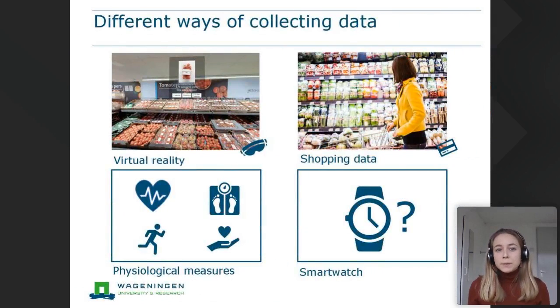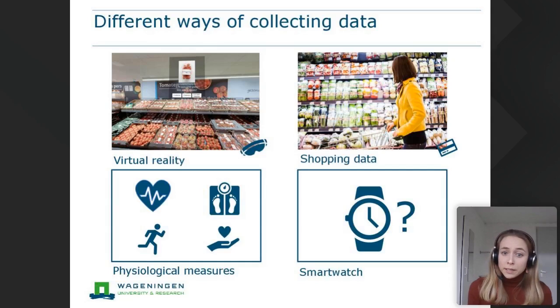Then some newer types of data collection. We also use virtual reality. And the nice thing about virtual reality is that you can manipulate the environment. So in this case, you can see a picture of a supermarket. We actually manipulated the tomatoes that you could see and choose. So you can have a real supermarket environment just by using virtual reality goggles.